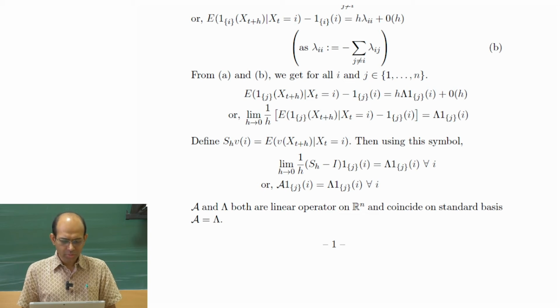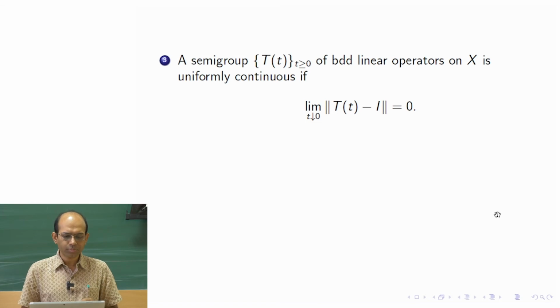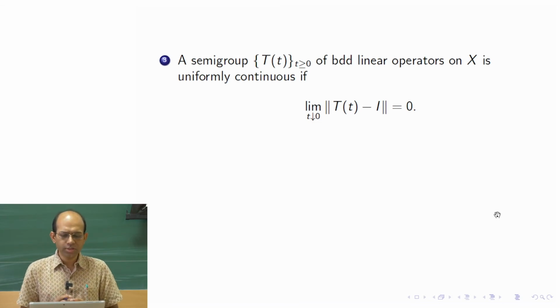Okay. So here we write down this conclusion, that A and lambda, both linear operators, coincide. Yes, so this is the comment. Okay, so now we get back. After looking at this example, we get back again to the further properties. So this is a stronger notion of continuity, as I was saying. Okay, we would come back to this.